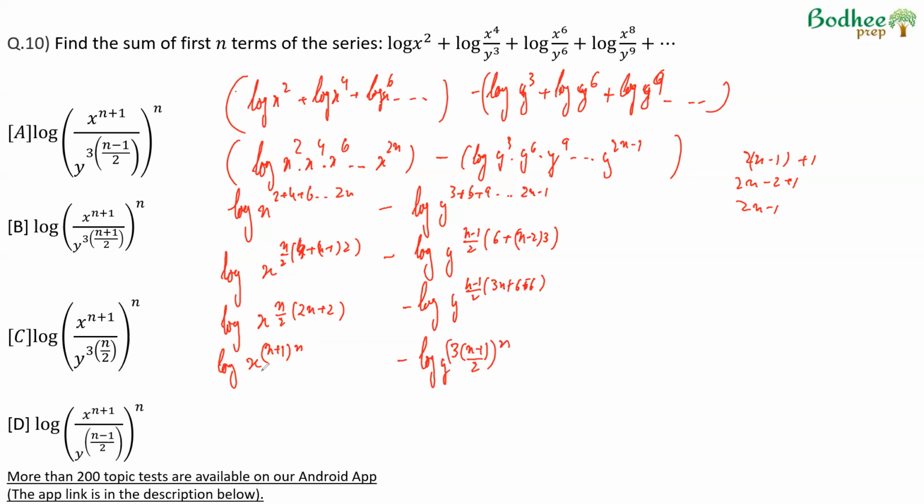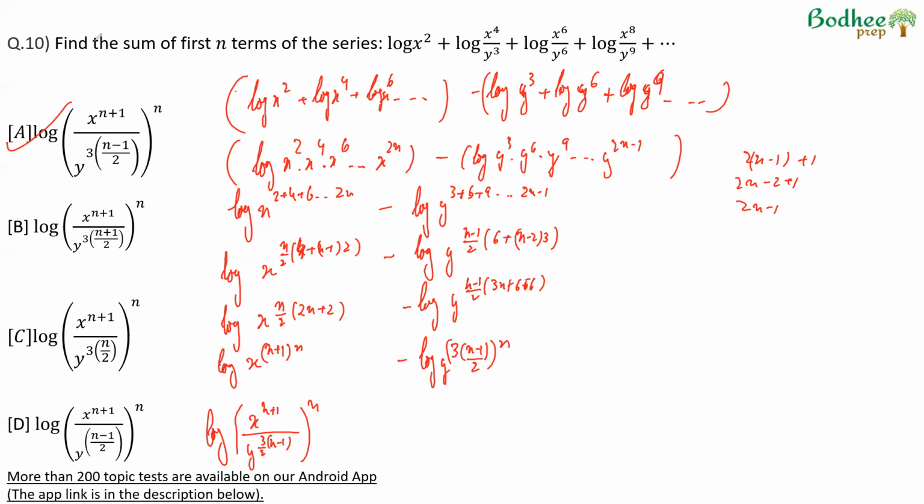Now log of a minus log of b is log of a upon b, so x n plus 1 upon y 3 by 2 n minus 1, and then we take the power of n common for both the terms. So this is 3n minus 1 by 2, 3n plus 1 by 2, 3n minus 1 by 2. Option A becomes my answer.